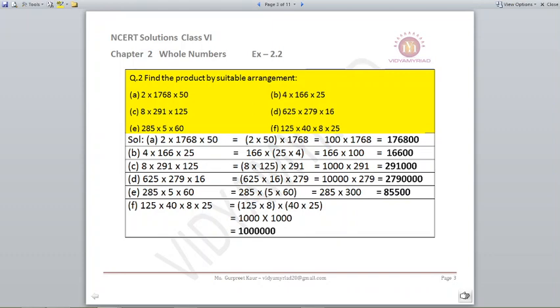Next, 125 multiplied by 40 multiplied by 8 multiplied by 25. Again, look at the units place and try to form pairs so that you get zeros at the end. If I do 125 into 8, I get 1000. If I do 40 into 25, in the case of 40, just ignore 0. What is 4 into 25? 100. I know that, so my calculations are easier. Thousands into 1000, and put the correct number of zeros in your answer. There will be 6 zeros.